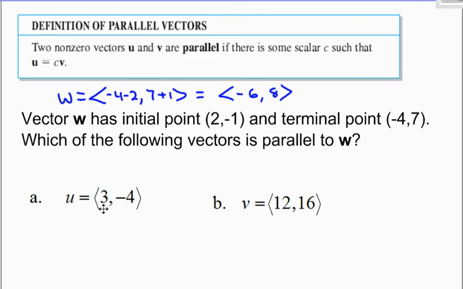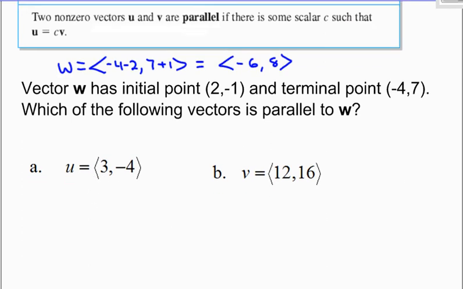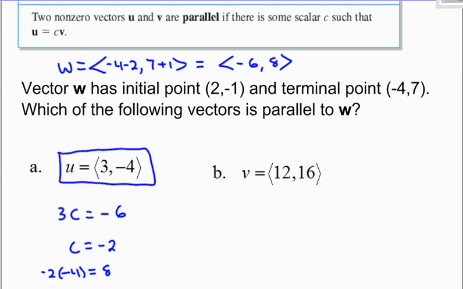If I'm thinking about u, the way I would figure this out is I'd think, okay, this left-right component is 3. Can I multiply 3 by some scalar to get -6, my left-right on w? Well, yeah, if I divide, c turns out to be -2. And if I do -2 times -4, I get 8. So when I multiply the up-down by the scalar, I get the up-down on the other one. So these are parallel. So this is parallel to w.